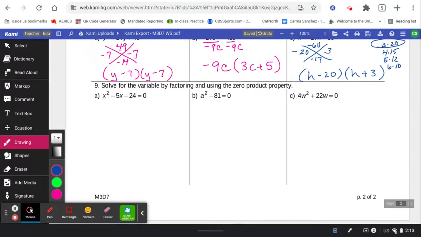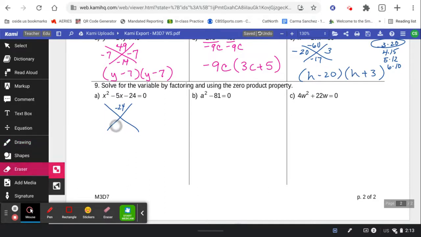All right, last, solve by factoring and using the zero product property. So it's telling you specifically which one to use on this. It's saying to solve by factoring. So what times what makes -24? Pause the video and try all these, and then let's see how you do.